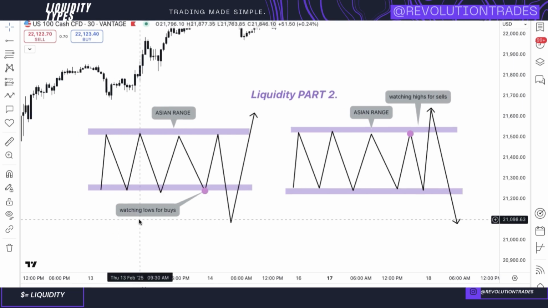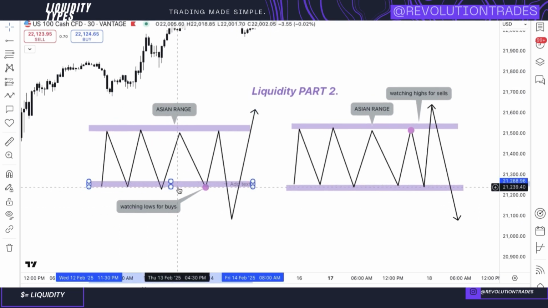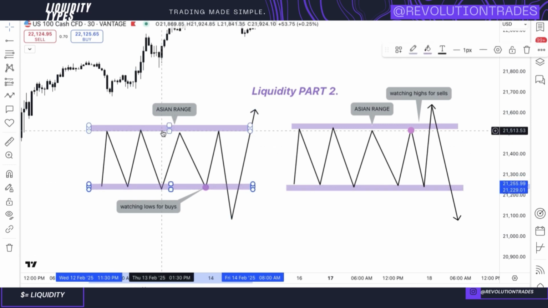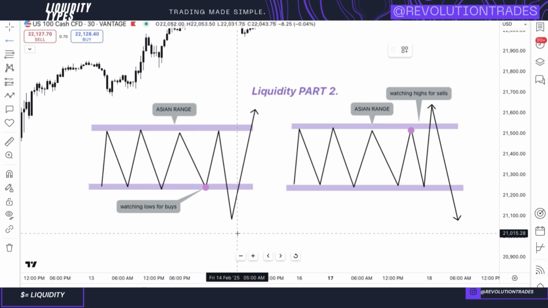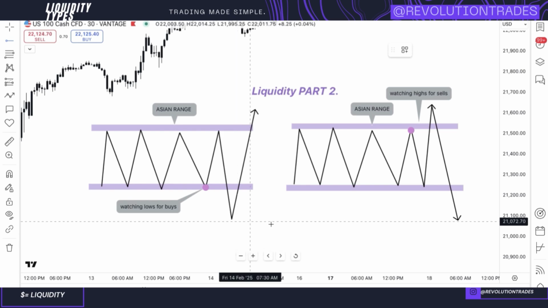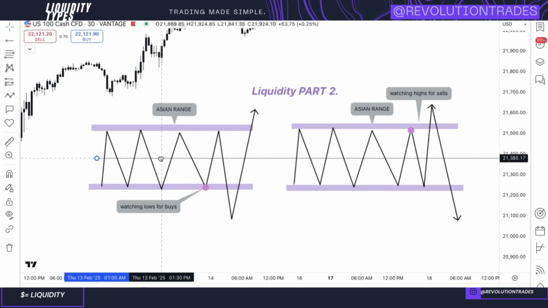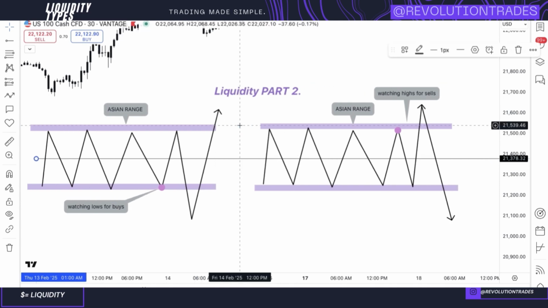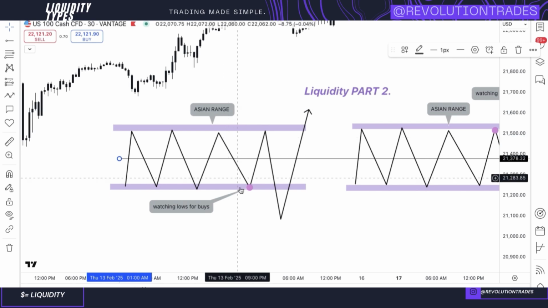So when it comes to Asian range, you want to draw a support zone to identify the lows, and you want to draw a resistance zone to identify the highs, okay? Also, if you use an indicator, there's sometimes going to be a line in the middle, and this is called the midline. The midline is literally the midpoint, the point in between your highs and lows.